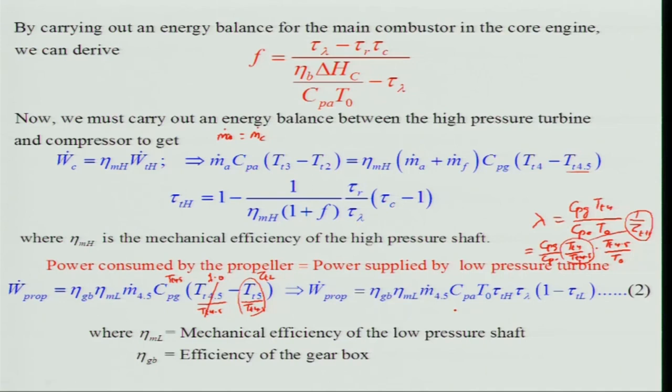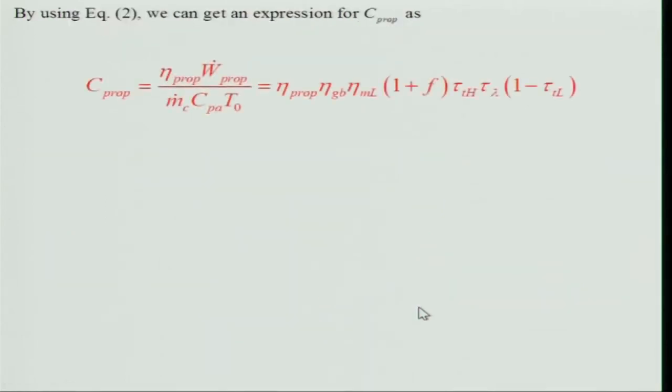So now we will look at the coefficient of the propeller, that is C_propeller. If you look at eta_propeller, W dot propeller divided by m dot c CPA T0, we have already looked at that: W dot propeller will be eta_gb and eta_m, m dot 4.5 CPA T0 tau_TH tau_lambda (1 minus tau_t_L), which we have already looked at.